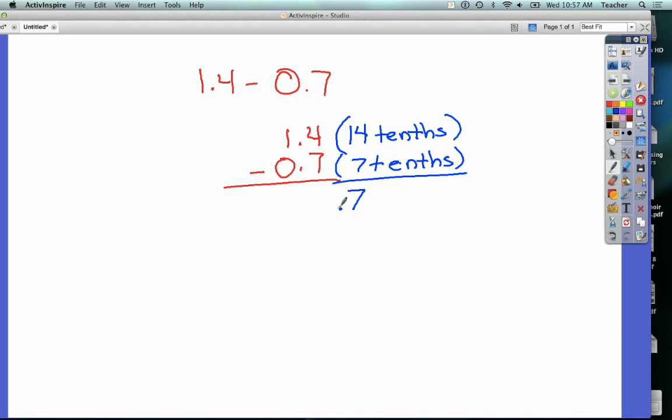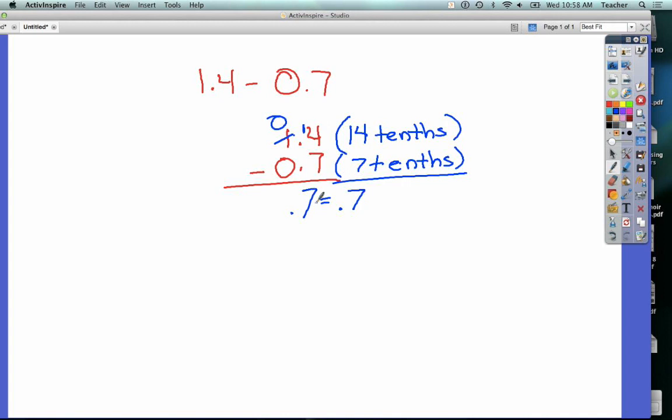Now if I were to actually go in here and borrow, I would just borrow from the ones place. That would become 0. So 14 minus 7. Did I get the same answer both times? Yeah, so whichever is less confusing for you is fine. What do you notice about the decimals? What did I do with them? Perfect. I lined up the decimals and then I brought it down.